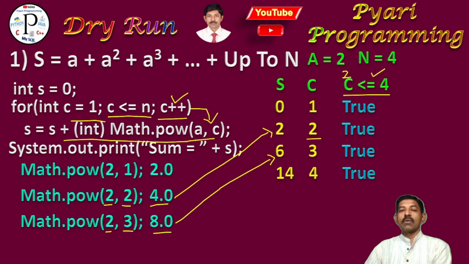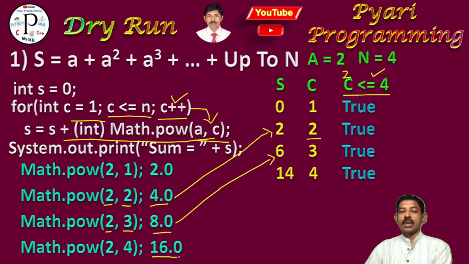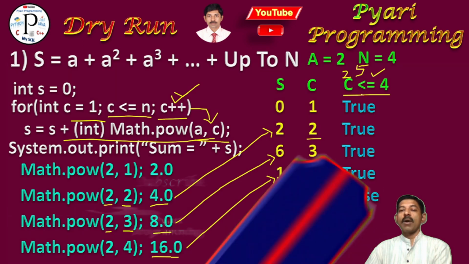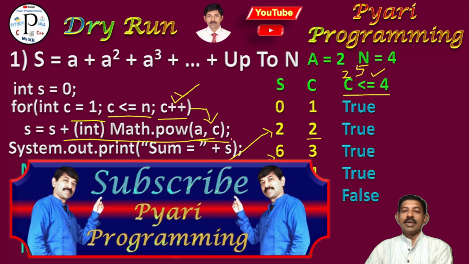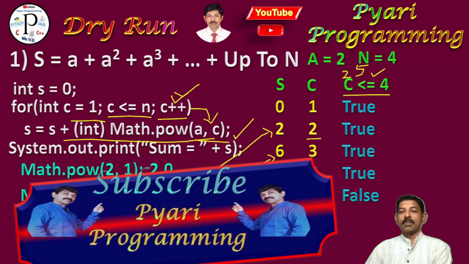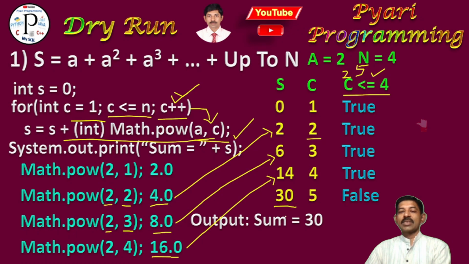After this, I will calculate a to the power c. That is 2 to the power 4 is 16. Now 16 plus 14 is 30. So that's why sum becomes 30. Next, update C. C++ is 5. Now 5 is less than or equal to 4 is false. I will come out of this loop and I will display the sum, where the sum is 30. That's why I'm getting the output sum is equal to 30.